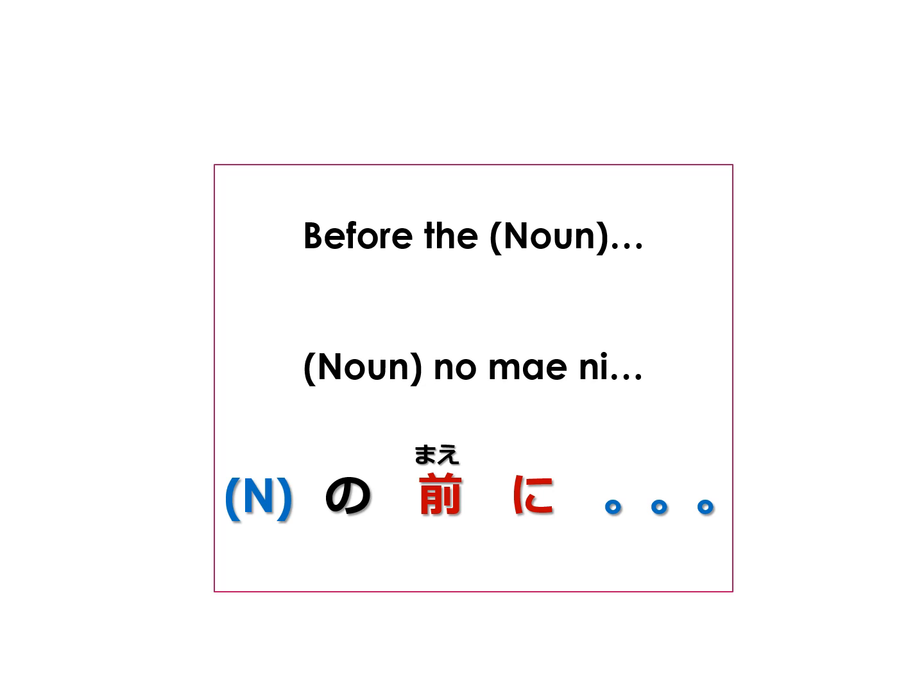Now, let's look at when the before part uses a noun instead of a verb. The formula is Nounの前に. We use the particle no to connect the noun and 前 because 前 is technically a noun.